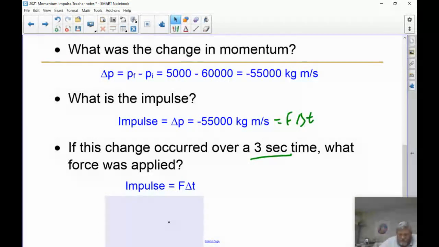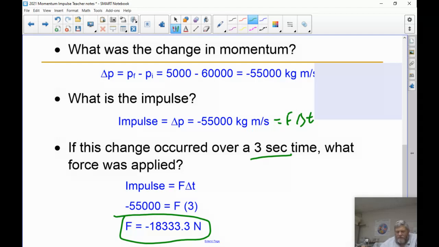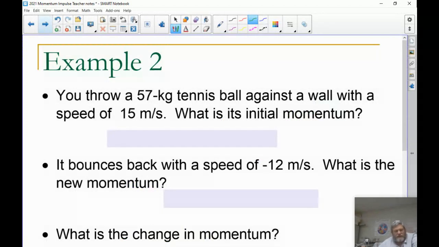It says if that change occurred over a 3-second period, how much force is applied? So we say impulse is force times time. So 55,000 would be equal to force times 3. We divide both sides by 3, and we get a final force of 18,333 newtons. So that's a quick way that you can actually figure these things out without having to measure acceleration and everything else.